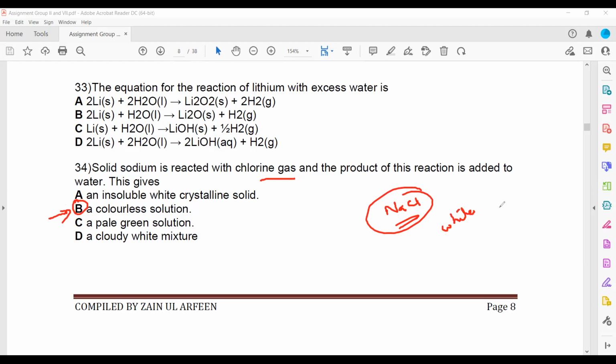So whenever a white solid compound is dissolved in water, like you are adding a salt to water, what is the appearance of the water? It will be colorless, like there's no specific color you will see for the water. So it will be a colorless solution.